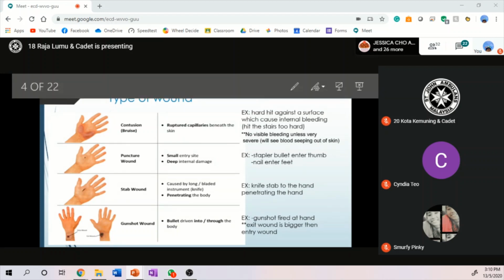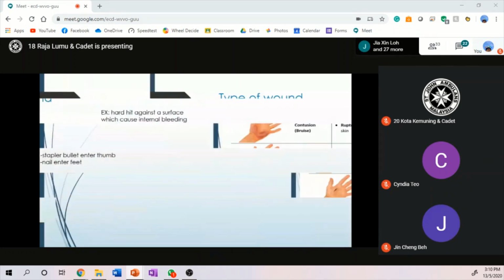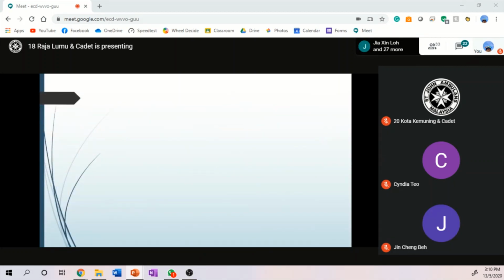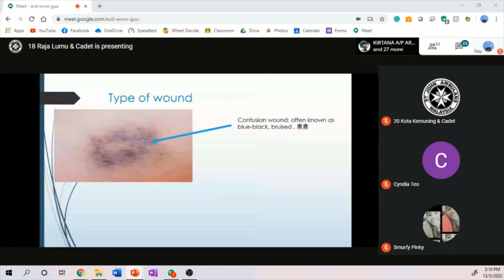Okay. This is a contusion wound. Often it's a blue-black bruise, or hatching, lebam.